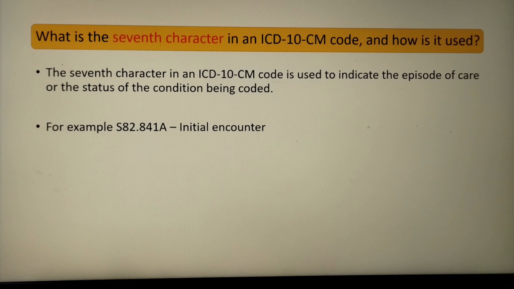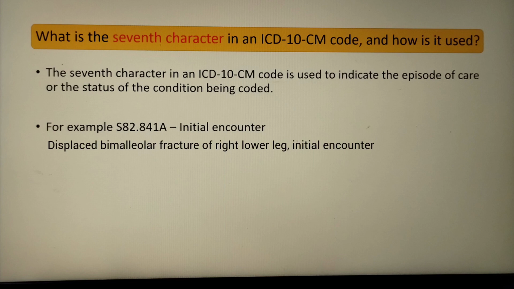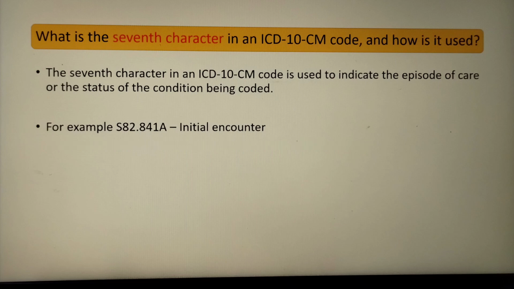S82.841A. This is a fracture code. In this code, the seventh character A indicates the episode of care, which in this case is the initial encounter. So here episode of care means initial encounter, subsequent encounter. What is this encounter? Whether it is initial or subsequent. The initial encounter refers to the first visit of the patient for the treatment of the condition. So the seventh character in an ICD-10-CM code is used to indicate the episode of care or the status of the condition being coded.